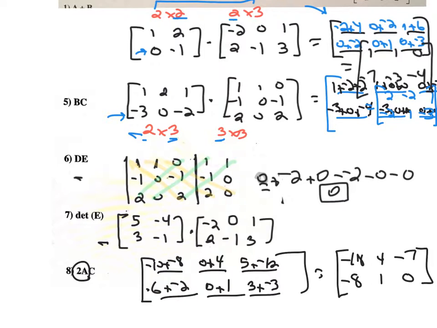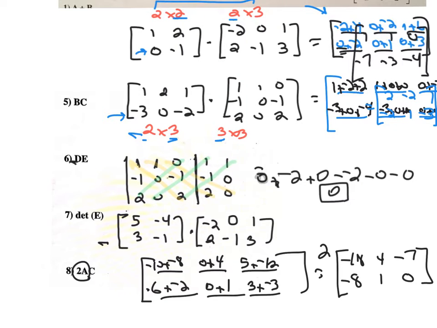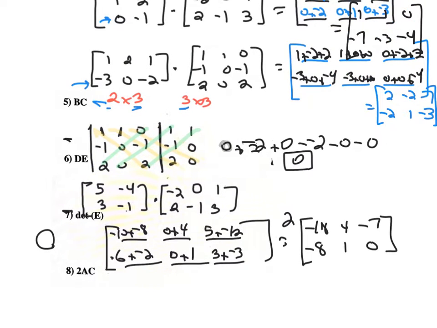However, don't forget that 2. 2 is the scalar. I've got to multiply everything in there by 2, which is going to give me negative 36, 8, negative 14, negative 16, 2, and 0. All right, there's the first 8. That'll be the messiest part of this, I promise. There's just so much there.